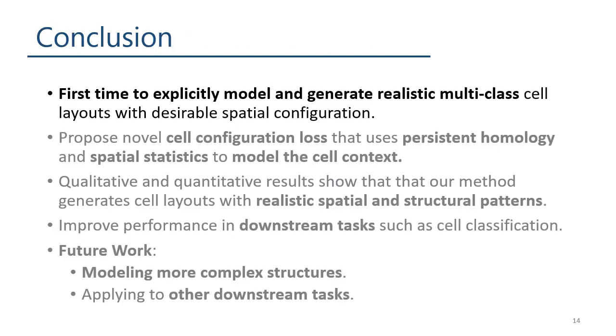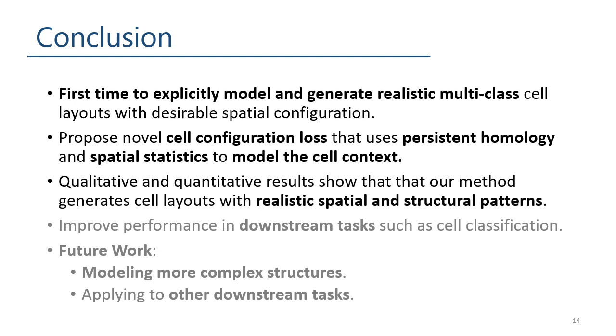In conclusion, for the first time, we explicitly model and learn to generate realistic multi-class cell layouts with desirable spatial and topological configurations. We propose a novel cell configuration loss where we use spatial statistics and persistent homology to model the spatial distribution of cells. Our method creates realistic spatial and structural patterns in the generated cell layouts, and we believe that the added realism is what leads to improved performance on the cell classification task.